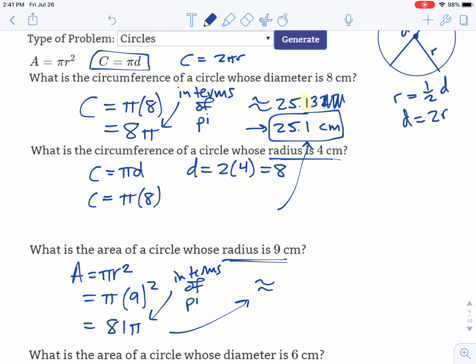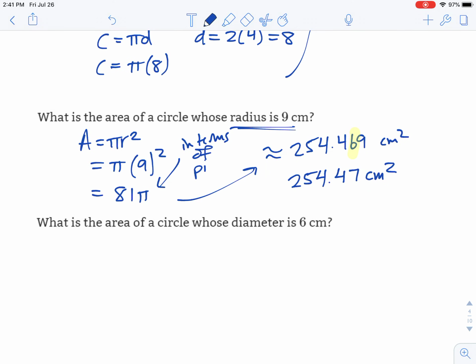This is about 254.469. And so say you want to round to the nearest, let's do hundredths this time, so 2 decimal places. So the 9 tells us to bump up the 6 to a 7, so it's 254.47. That would be nearest hundredth centimeter squared.